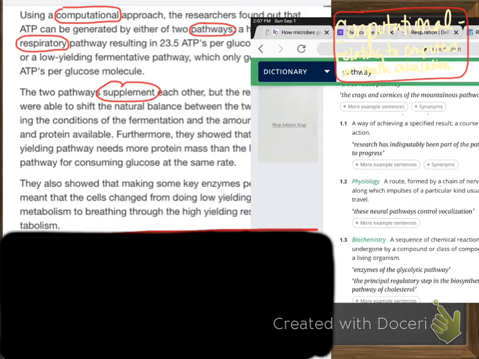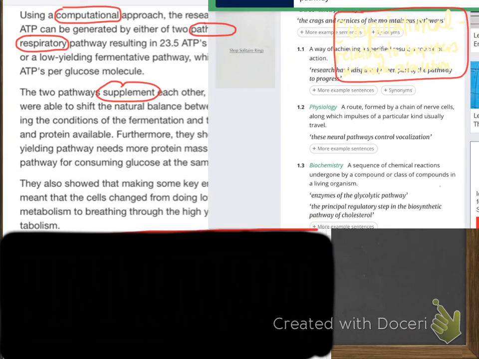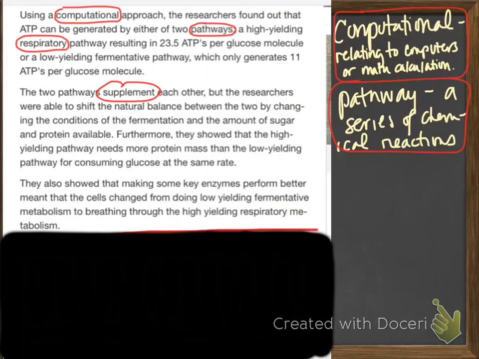Wait a minute. Biochemistry. A sequence of chemical reactions undergone by a compound or a class of compounds inside a living organism. Oh, that sounds like what we want. A sequence of chemical reactions. Okay. So I've made a new little card for myself. Pathway. A series of chemical reactions. Now let's try reading that again. Using a computer-based approach, researchers found out that ATP can be generated by either of two series of chemical reactions.